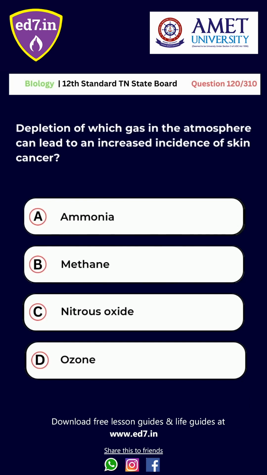Question number 120. Depletion of which gas in the atmosphere can lead to increased incidence of skin cancer? A, ammonia, B, methane, C, nitrous oxide, D, ozone. And the right answer for this question is option D, ozone.